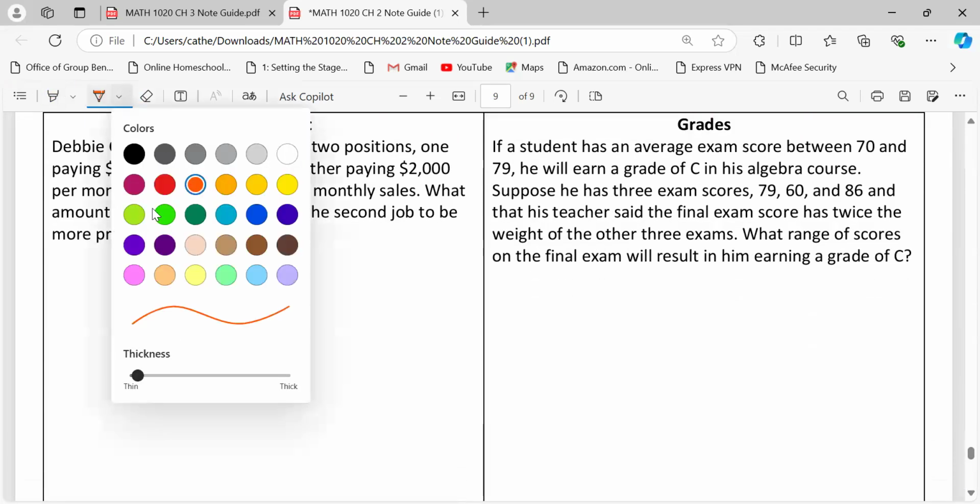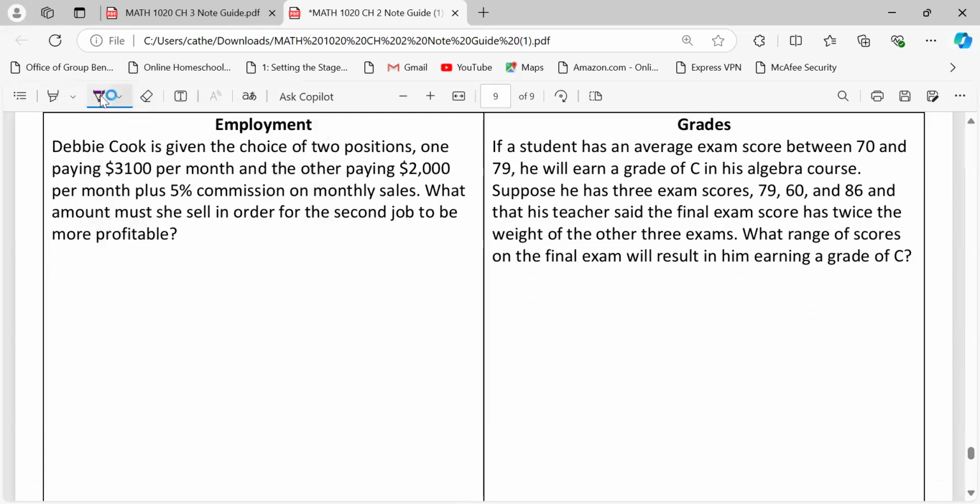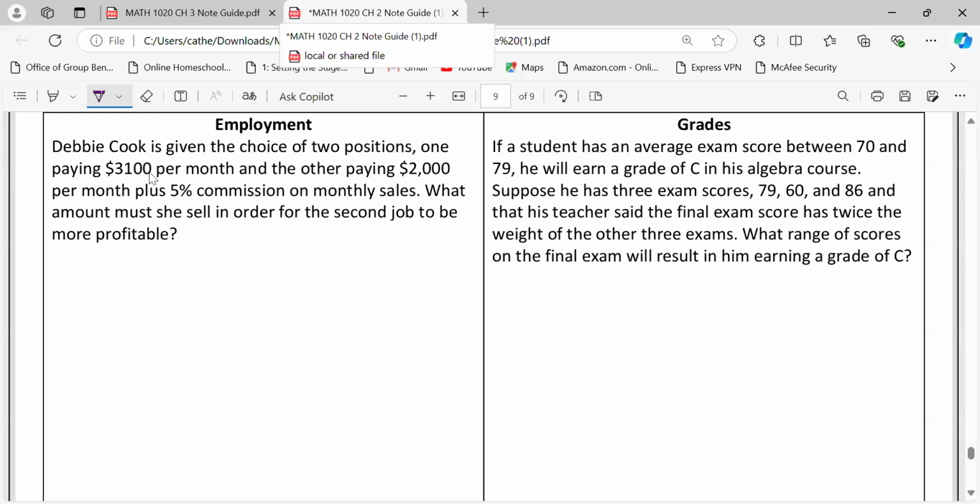All right, now we're going to get to the word problems. The word problems are actually just a little bit easier. They don't need the inequalities. It does make them easier to deal with.